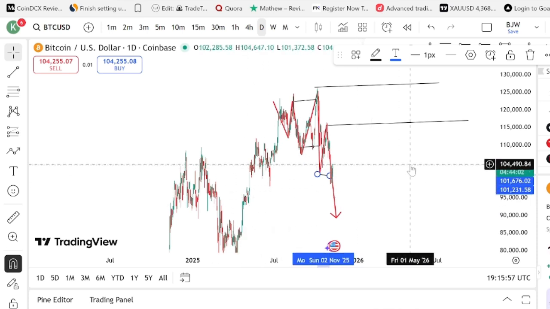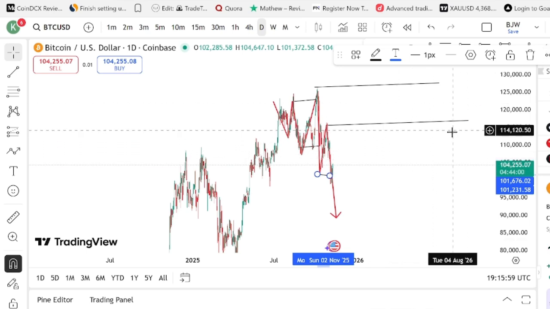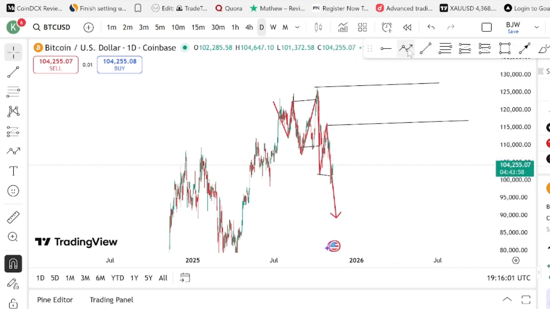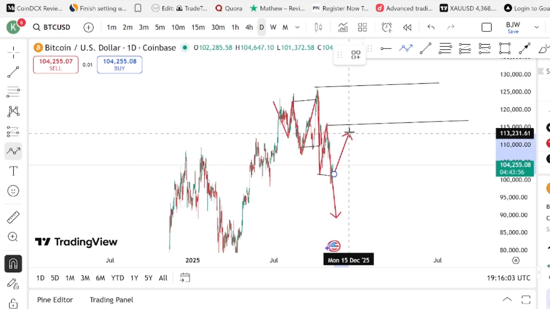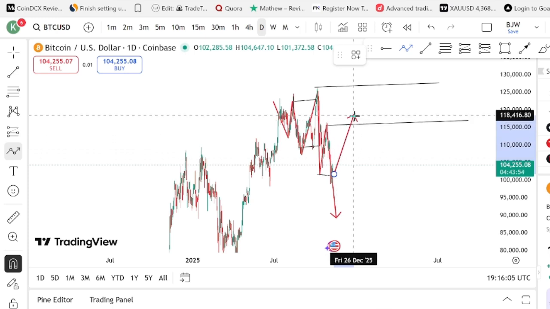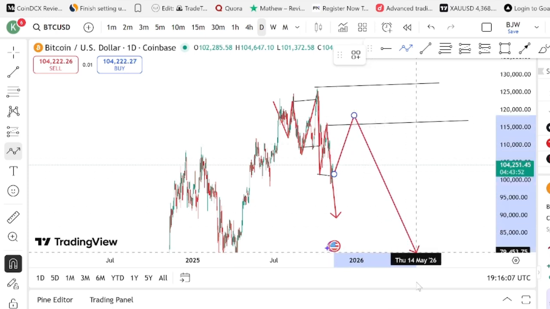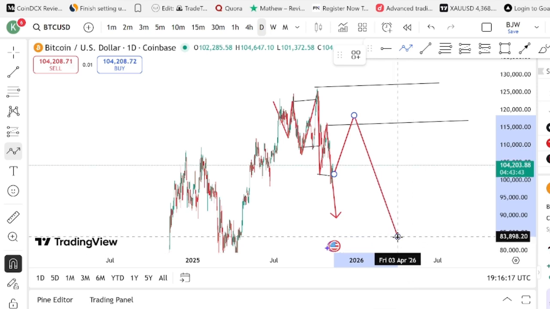Now what are we expecting? Now we are expecting price to do what? To come into the zone, right? Come into the zone and then do what? Continue the sell. Is that easy? So that is what it is, right?